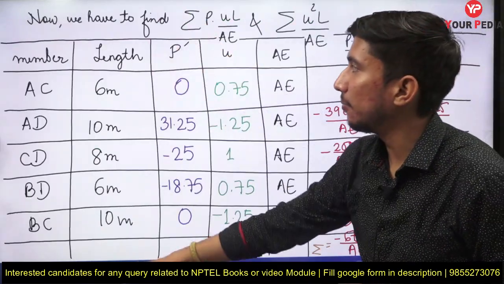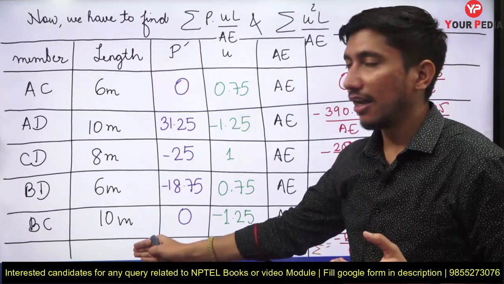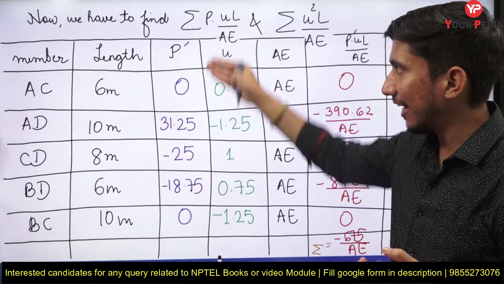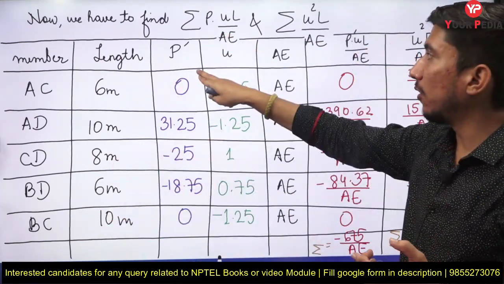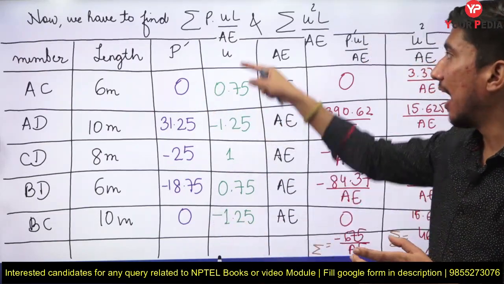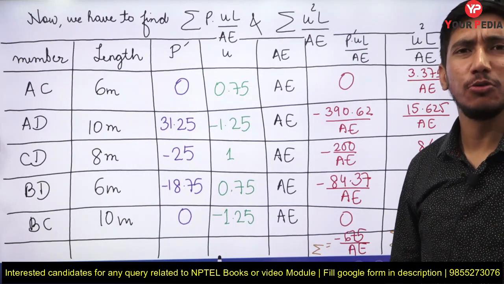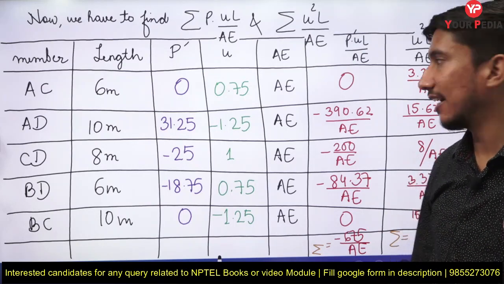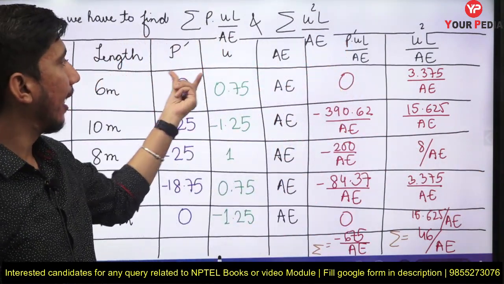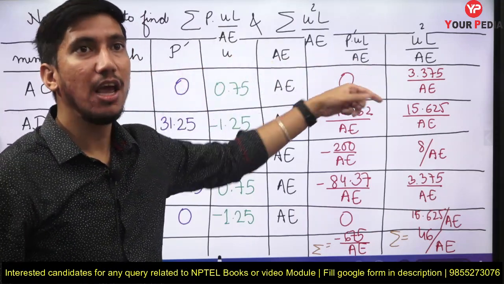I have made this table where I have listed all the members AC, AD, CD, BD, their length I have taken from the figure, and then I have listed what is the value of the forces in these members when only external force was acting and redundant was removed under the P dash system of loading. Under unit loading I have also written. AE value is constant, so there is no need to substitute it. I can directly write AE, and then I have found this value k_i when I multiply this into this, divided by length, multiplied by length divided by AE, what is the value I get?